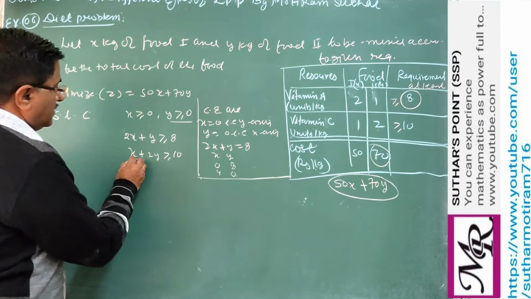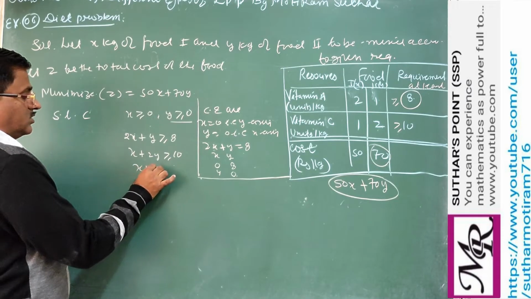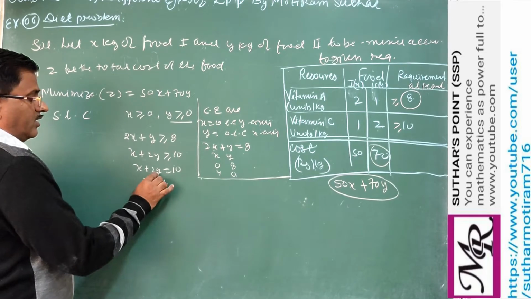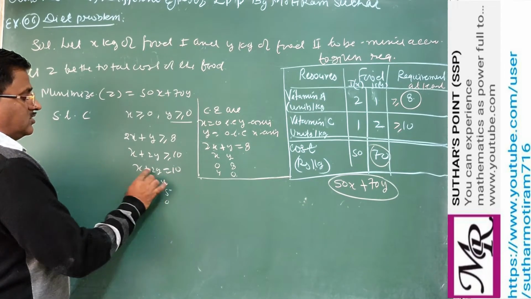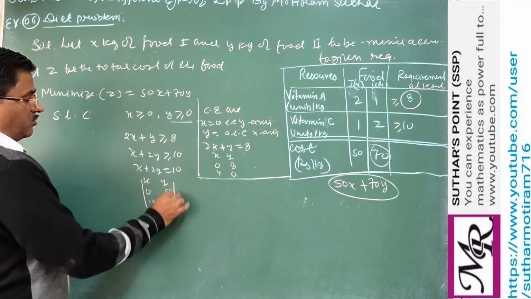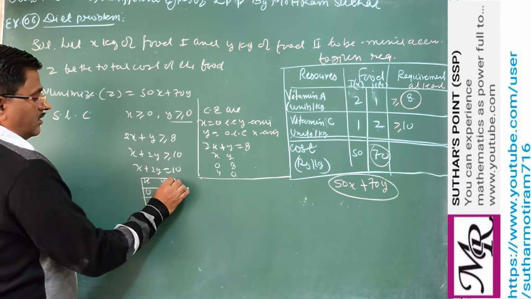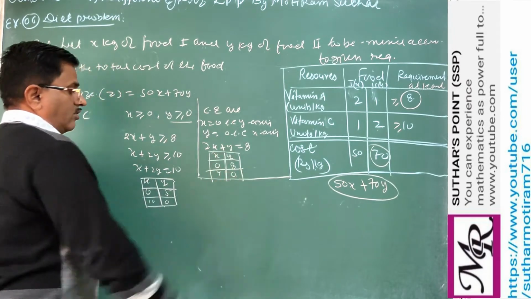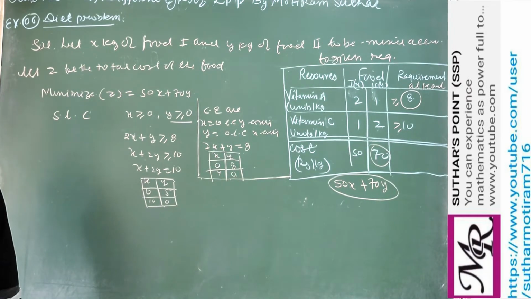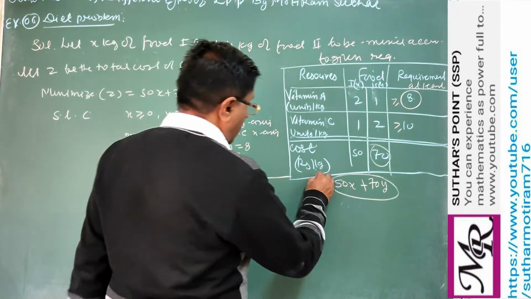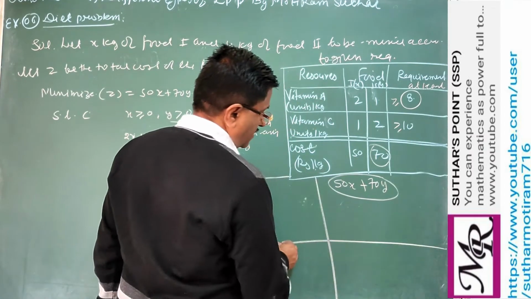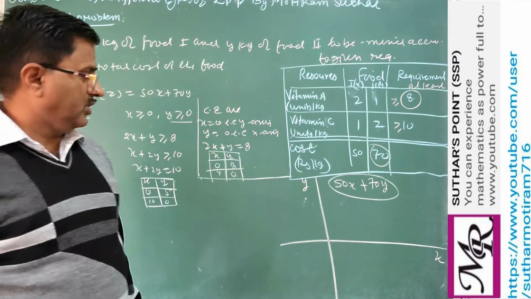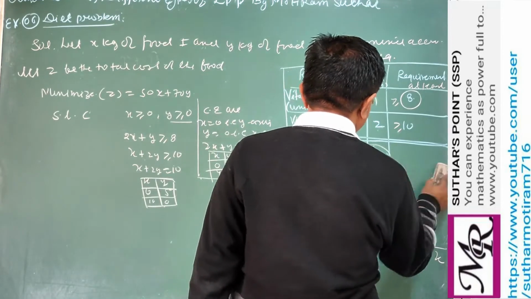Now for the equation x plus 2y equal to 10, if you take x as 0, then y will be 5. If y is 0, then x is 10. So these points we get. Ordinarily we represent these on graph paper, so now draw the graph of these. This is the x-axis and this is the y-axis.